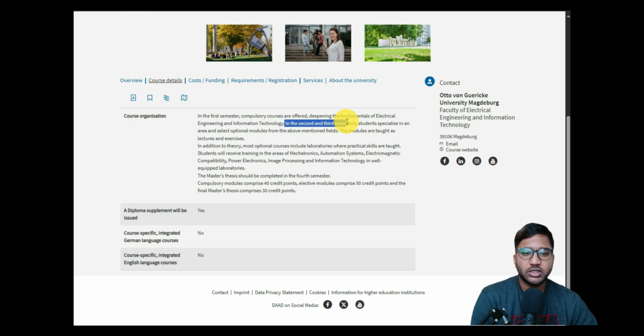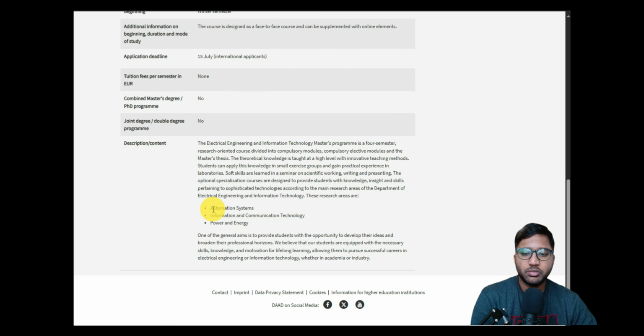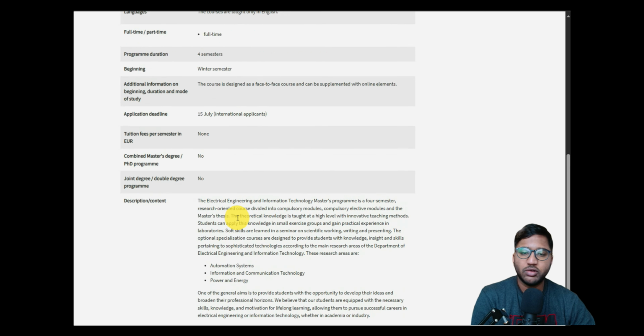In the second and third semester, students specialize in an area of selected optional modules from the above mentioned field. So the second and third semester will be your elective subjects, which we're going to choose from automation system, information and communication technology, or power and energy. These are the three research areas that they have issued for this particular course, electrical engineering and information technology. After getting admission, you have to choose any one of the specializations which you're going to do. Usually it is automation system, information communication technology, or power and energy, whichever you like.